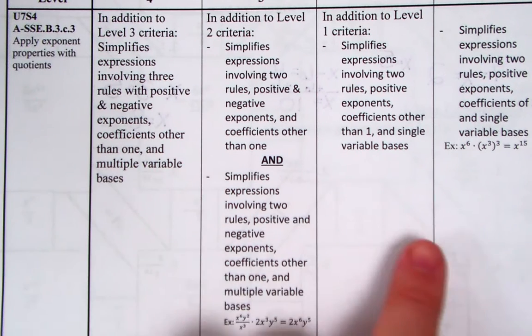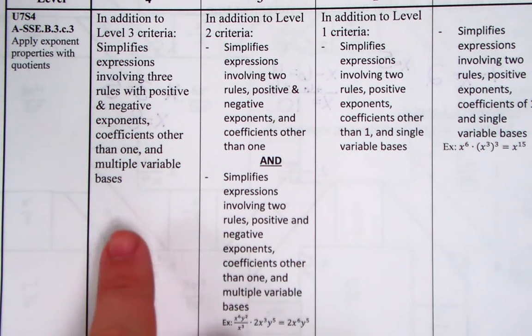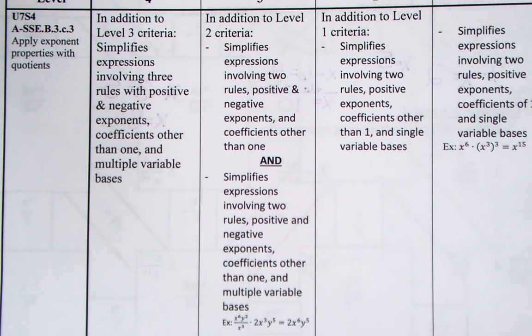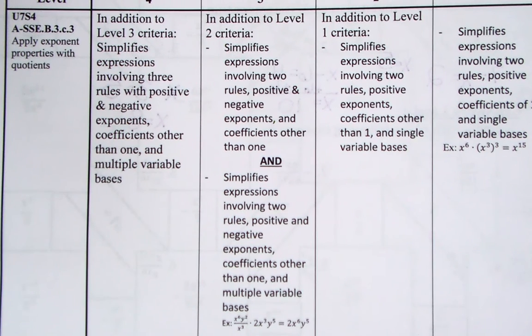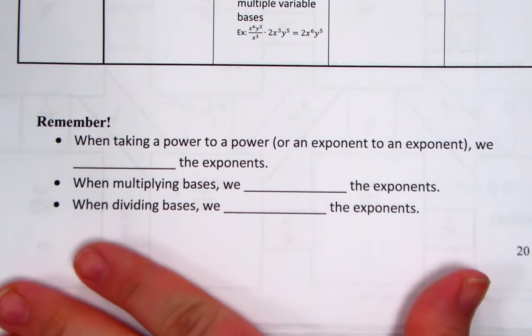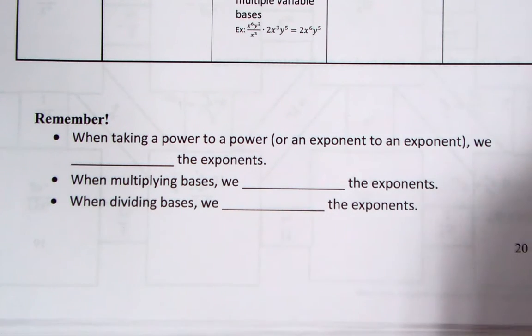So there's kind of a bigger jump to go from Level 2 to Level 3. And then Level 4, there's three rules, multiple variables, and coefficients and negative exponents. Let's review those three properties before we jump into Level 1.